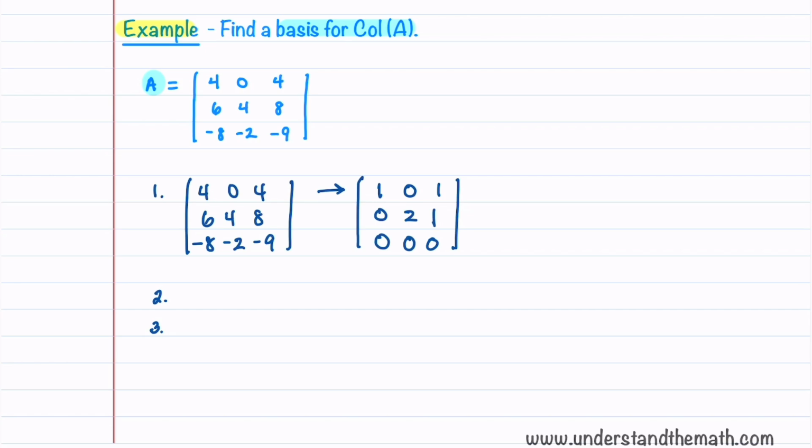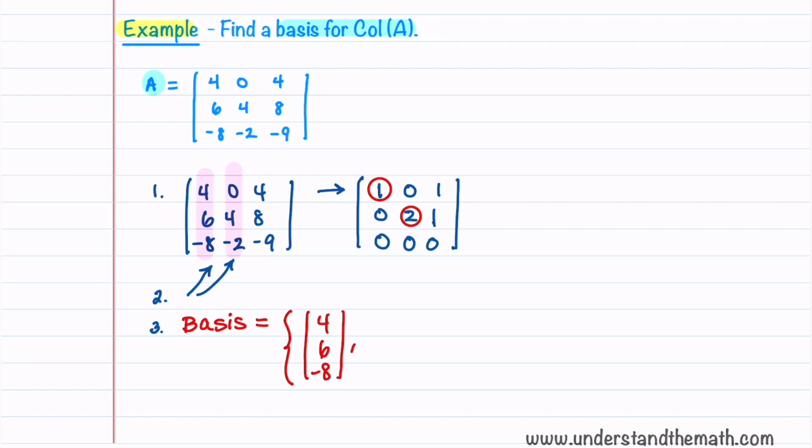The second step is to identify the pivot columns of matrix A. Our echelon matrix shows us that we have pivots in columns 1 and 2, and that tells us that the pivot columns of matrix A are columns 1 and 2. For step 2, I'm just going to draw an arrow to these two columns. Step 3 then is to create our basis, and our basis is going to contain these two pivot columns. We have the vector 4, 6, minus 8, and the vector 0, 4, minus 2.